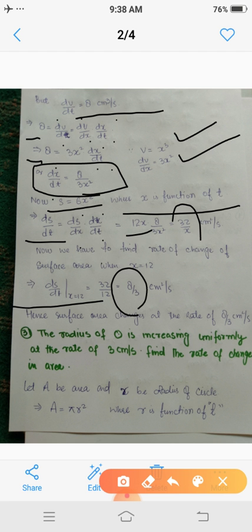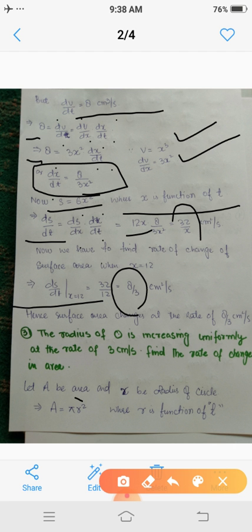Similarly, another example: the radius of a circle is increasing uniformly at the rate of 3 centimeter per second. Here rate simply means change with respect to time. Find the rate of change in area. This means that we have to find dA/dt. Rate of change in area simply means to find dA/dt, that is, change with respect to time.